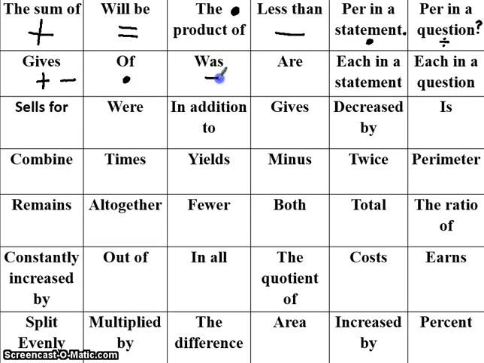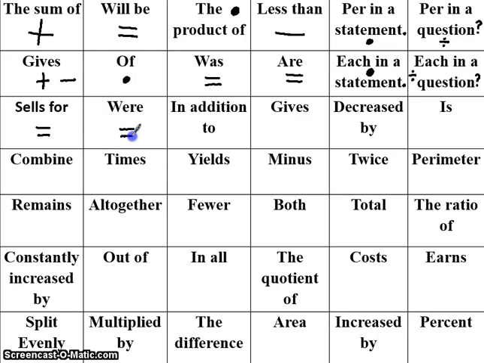Was means equals. Are, there are means equal. Each in a statement, which means ending with a period, means to multiply. Each in a question, however, means to divide. Sells for, that means it equaled. If it sold for, that means it equaled.